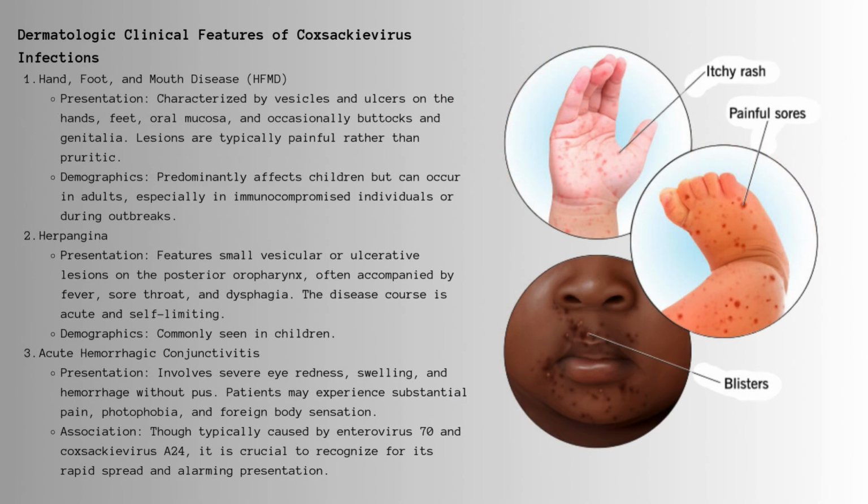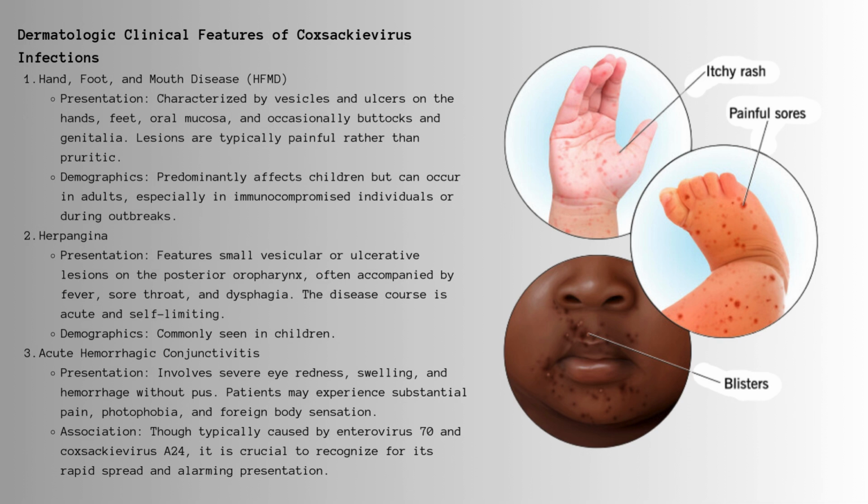Dermatological clinical features: hand, foot, and mouth disease. HFMD presents with vesicles and ulcers on the hands, feet, and oral mucosa, mostly affecting children but occasionally seen in adults, particularly during outbreaks. Herpangina is characterized by vesicular lesions on the posterior oropharynx, commonly in children.